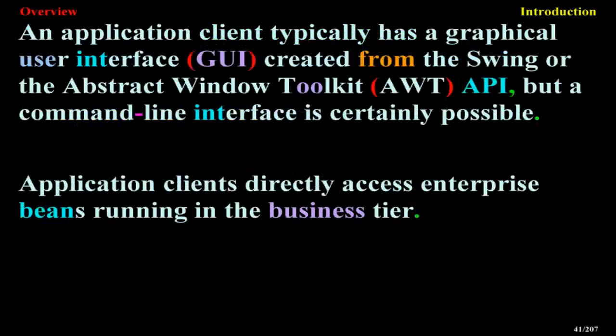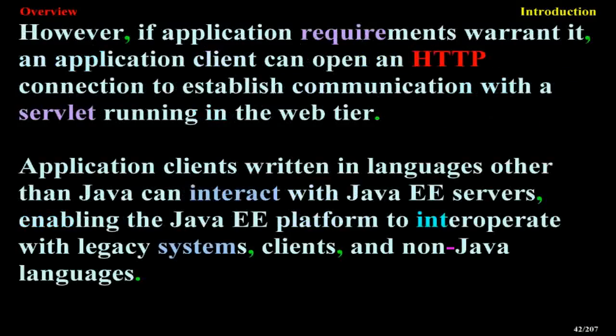An application client typically has a graphical user interface (GUI) created from the Swing or the Abstract Window Toolkit (AWT) API, but a command line interface is certainly possible. Application clients directly access Enterprise Beans running in the business tier. However, if application requirements warrant it, an application client can open an HTTP connection to establish communication with a servlet running in the web tier.